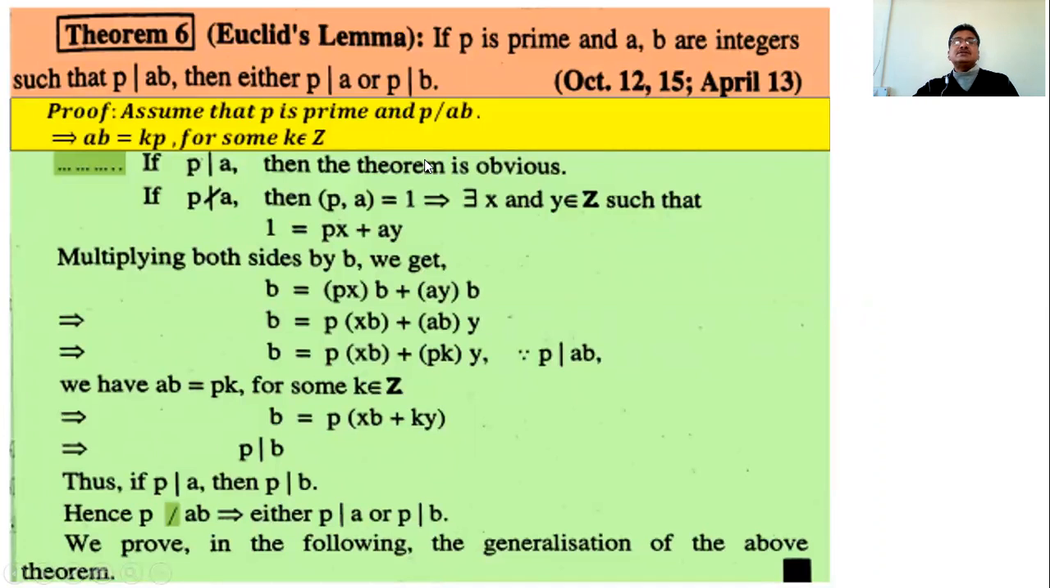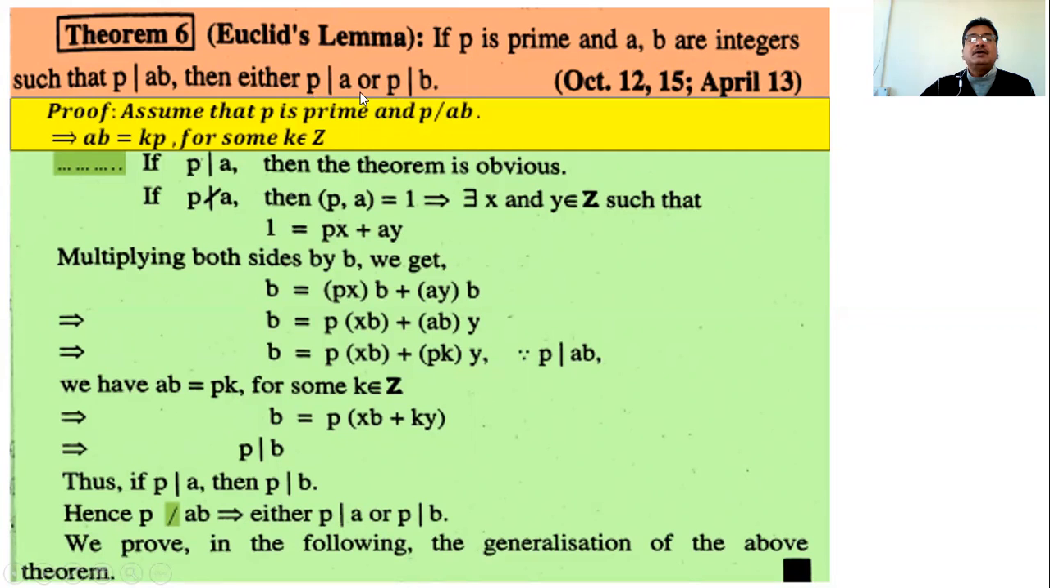So next is Euclid's lemma. This is a very important theorem as far as the exam is concerned. So what is Euclid's lemma? What is the question on this theorem? State and prove Euclid's lemma. So what is the question? If p is prime and a and b are integers such that p divides ab, this is given, then what is to prove? Then prove that either p divides a or p divides b.